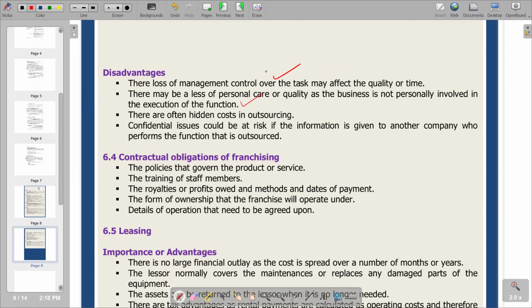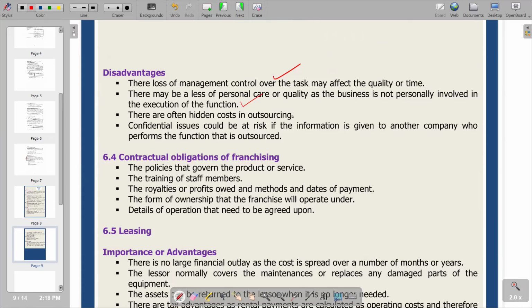is we are going to leave the task to the external provider. So it might be a disadvantage if the external provider is not going to deliver up to the expectation. So it becomes a disadvantage. There are often hidden costs in outsourcing.